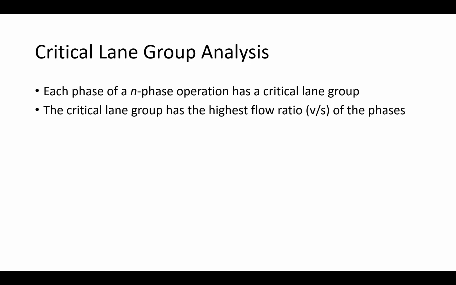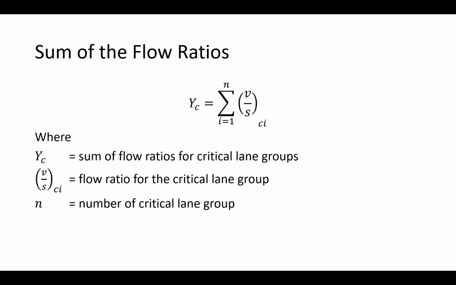For each phase, we may have more than one movement. So if we just had a 4-phase signal, phase 2 may be both a permissive left turn and a through movement. We have to look at the left turn separately and decide if that's closer to critical flow or if the through movement is closer to critical flow. And so it's based on the capacity of that.